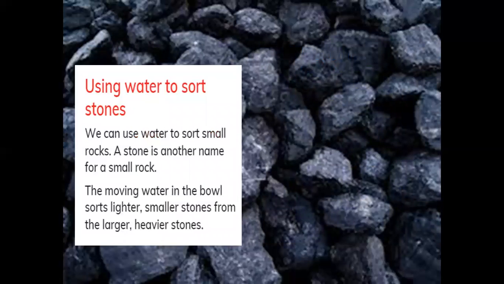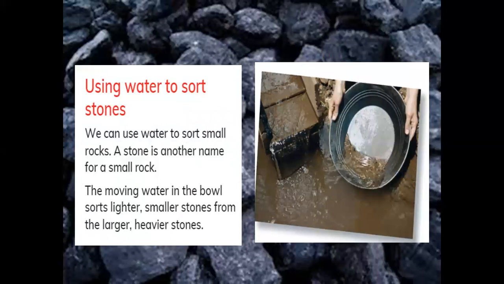Okay, so using water to sort stones. What we do, we use water like this to sort stones. We use water to sort small rocks. A stone is another name for a small rock. So when the rocks are small, we call it stones. The moving water in the bowl sorts lighter, smaller stones from the larger, heavier stones. When we put water into the rocks, what happens? The small stones, they are separated from the larger and heavier stones.